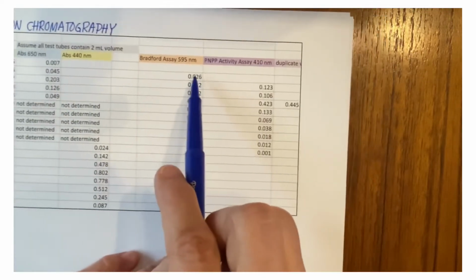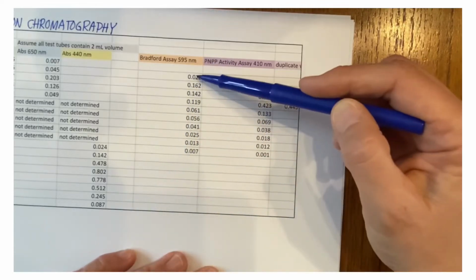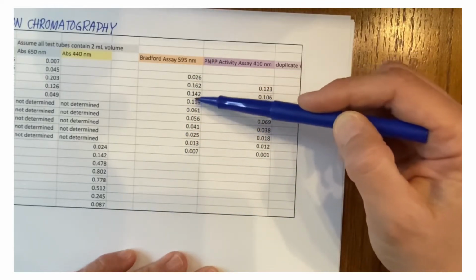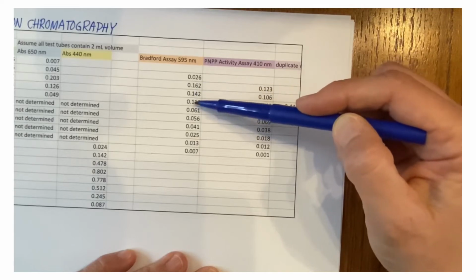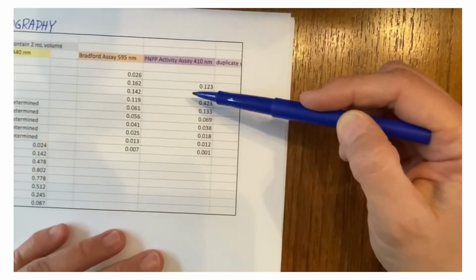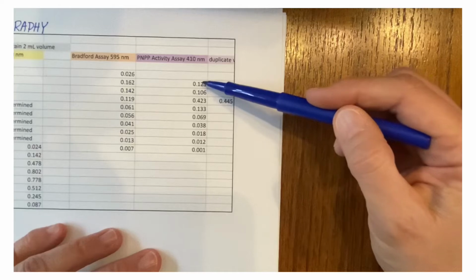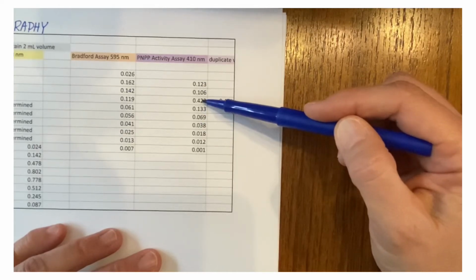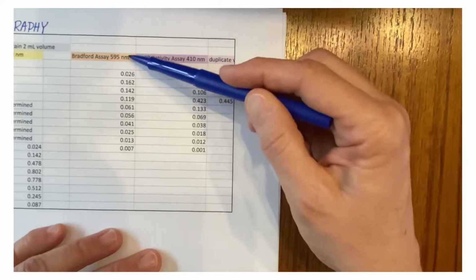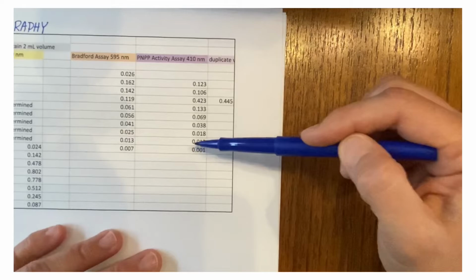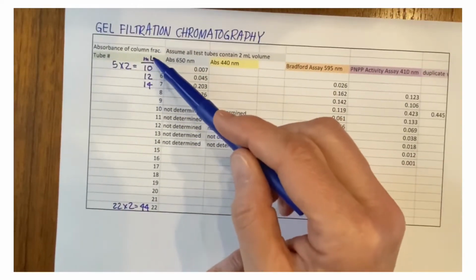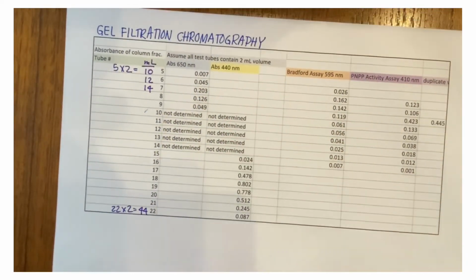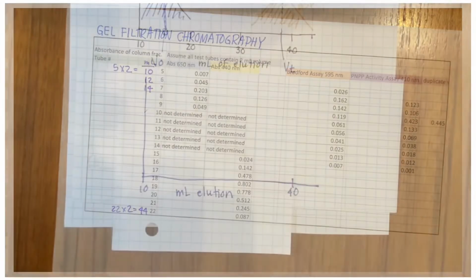You go across. The first value we get is test tube number 6. So this would be 7, 8, 9, 10. So the bulk of the protein came out in 7, 8, and 9. And then for the activity assay, we have these values, and the largest value is here, which is test tube number 9. So go ahead and plot those values, 595 and 410 versus, again, elution volume. So that's my next plot.